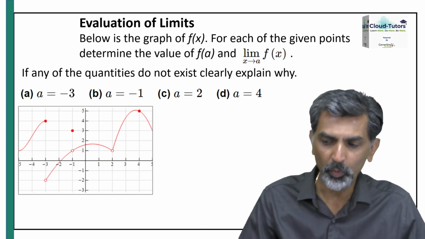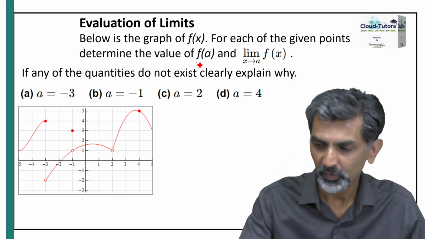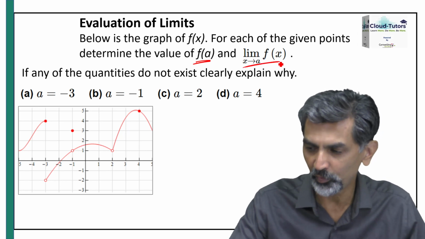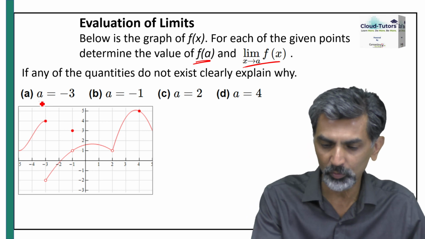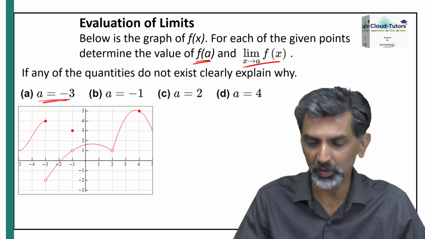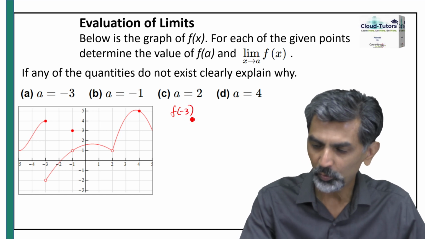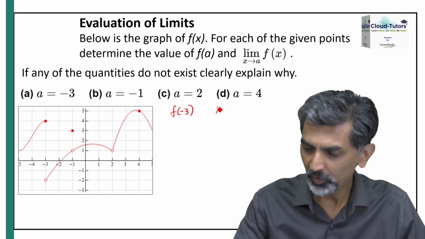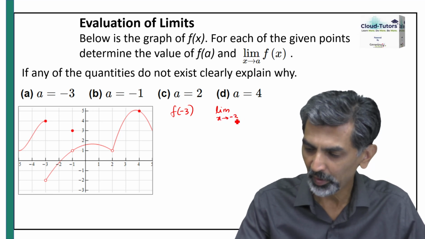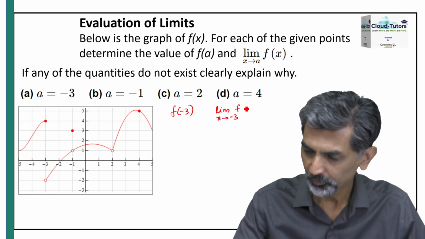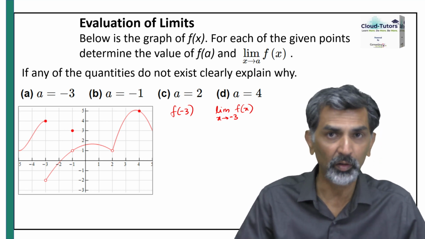For each of the given points, determine the value of the function f of a as well as the limit of the function as x approaches a. Now the first value is a is equal to -3. So what happens? We need to find these two: we need to find f of a, and we need to find the limit of the function as x approaches negative 3. And let's see if there is a difference.